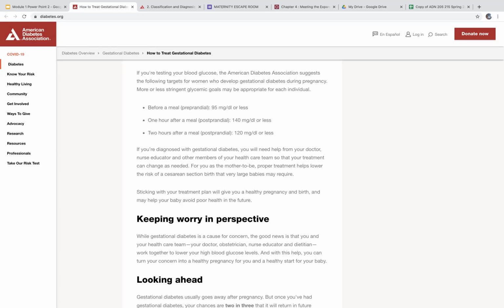These are more or less very stringent glycemic goals. Why are they so stringent? Right, because we have a baby that we are also watching, and we're going to talk about complications of diabetes on the infant. Okay, so once that woman is diagnosed with gestational diabetes and we're having her doing her finger sticks, before a meal, we want her 95 milligrams per deciliter or less.